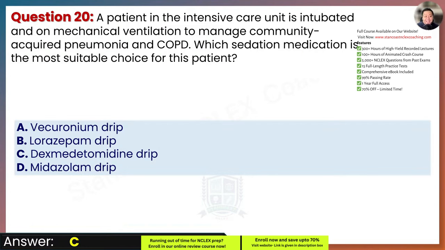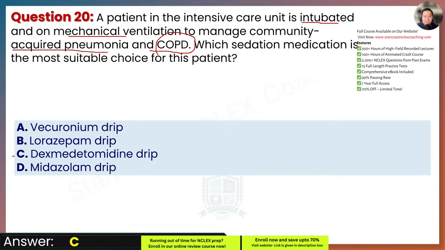So the client in this case has COPD, has community-acquired pneumonia, which means that the respiratory depression is a serious risk for this patient. We also have the clue intubated, mechanical ventilation, and this should immediately alert you to choose a sedative that is effective but won't suppress breathing further. And so this brings us to select letter C.